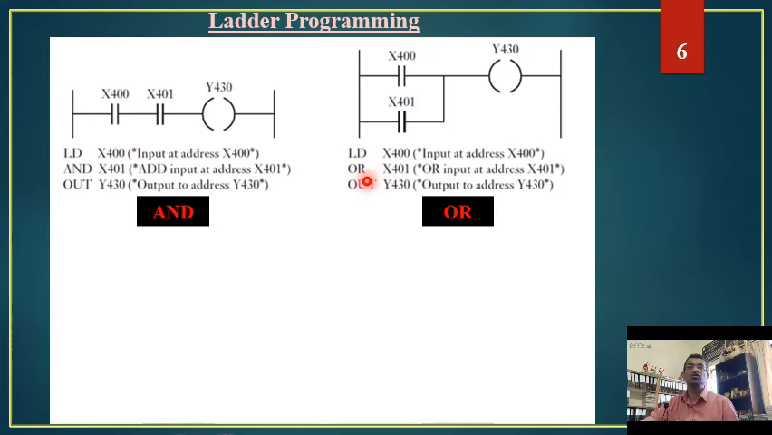Note that it is not normally closed. That is why there is no mention of I. It is normally open. That is why there is no I. Then finally, the output is connected at Y430. So this is the output that we are talking about here from the ladder diagram. This one is written in the instruction list as OUT Y430.